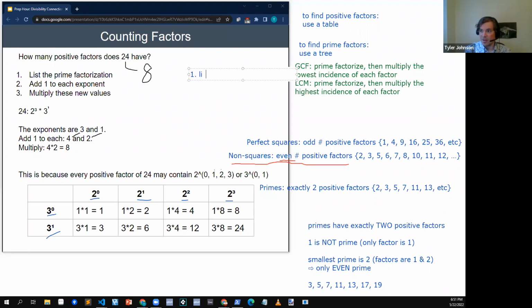So again, 1, list the prime factorization. 2, add 1 to each exponent. And 3, multiply the new values together. That's how we can count the factors in a more reproducible way, which comes in handy when we're trying to find the number of factors of something large that would be a real pain to try and list out manually with the table.